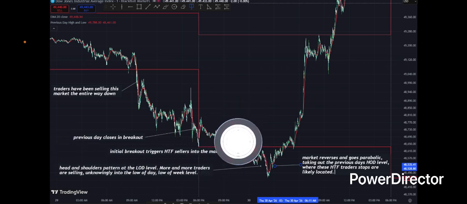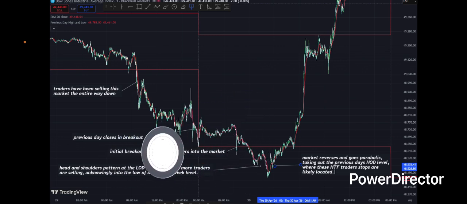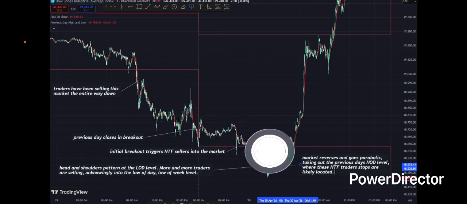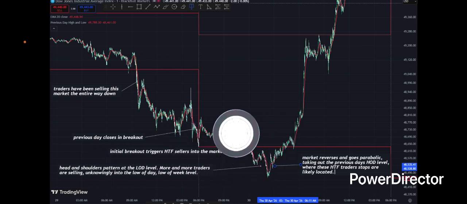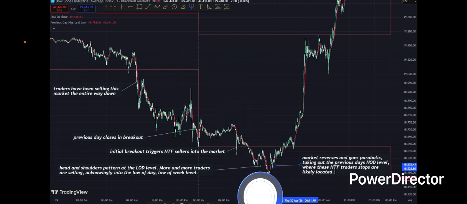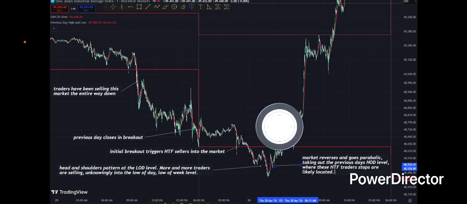So here in this Tokyo session, we have our initial breakout, the initial break of the previous day's low. That triggers higher time frame sellers into the market, all right? And as we continue to go lower, more and more traders are hopping in this market and selling it, okay?